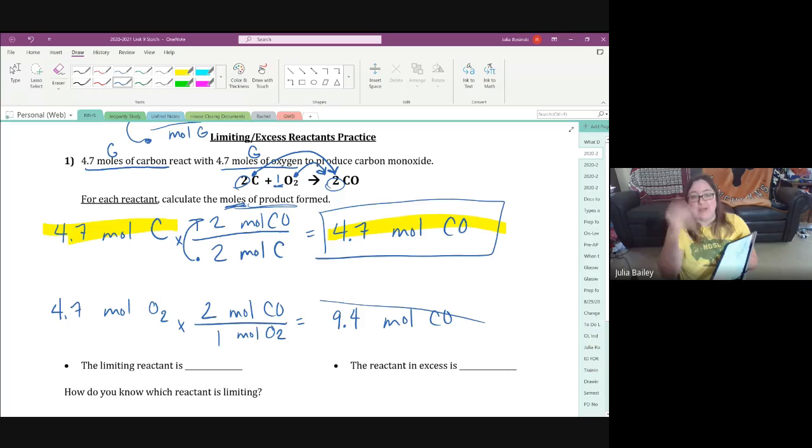So the amount that I can actually make is this 4.7 moles of carbon monoxide. I don't have enough stuff to make 9.4 moles. I get to 4.7 and then I run out of carbon and I cannot make anything else after that. I will never be able to make 9.4 moles of carbon monoxide. It doesn't matter that I have enough oxygen to do that because I run out of carbon and then I'm done reacting. It's over at that point.